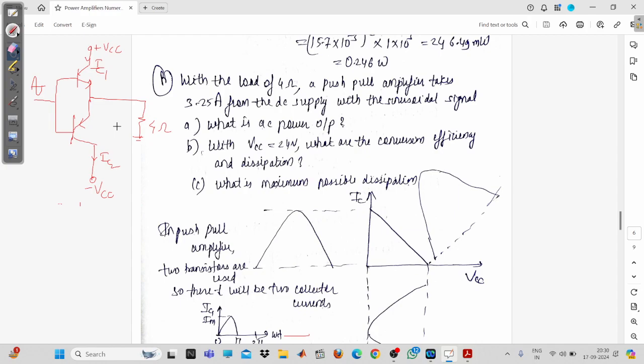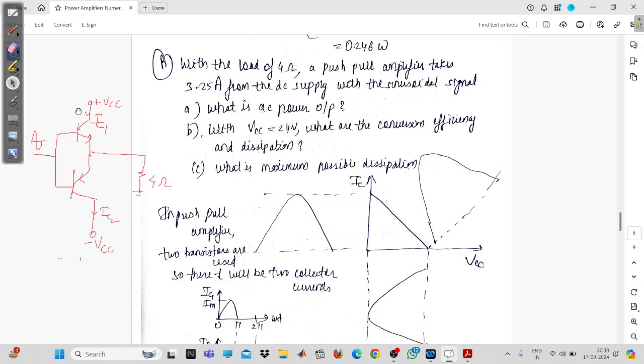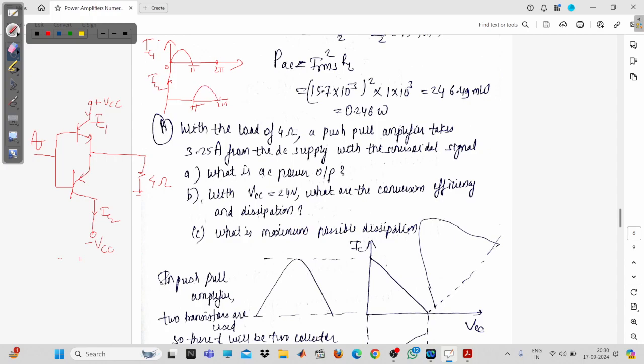Fine. So if I plot the waveform for IC1 and IC2, you can see here for IC1, this is the value. This is 0 to pi. Your first, or you can say NPN transistor, is going to work. And for IC2, I think this is already discussed in the theory classes. From pi to 2 pi, your IC2 is going to flow.